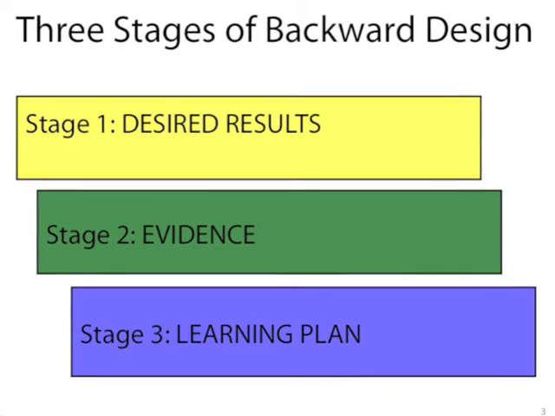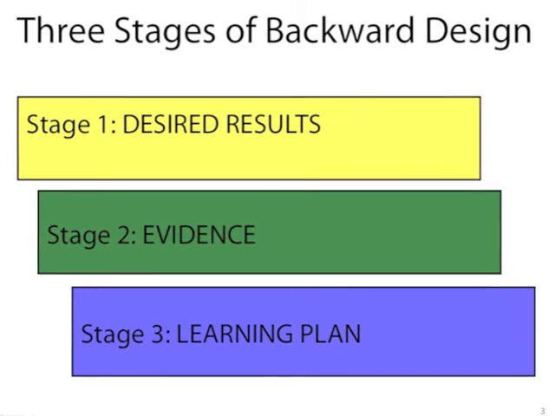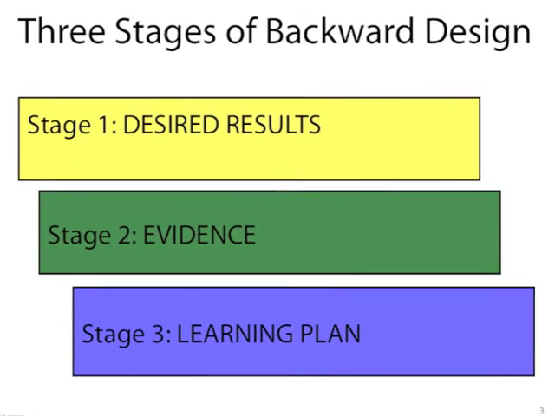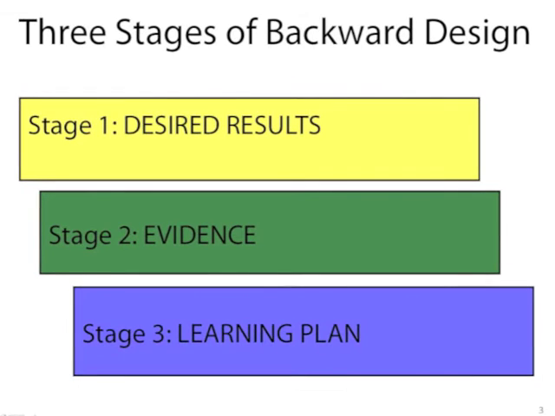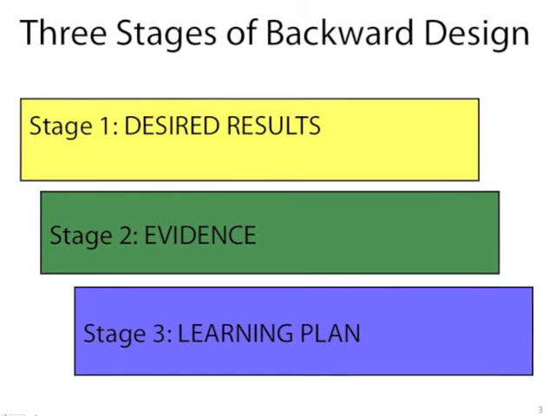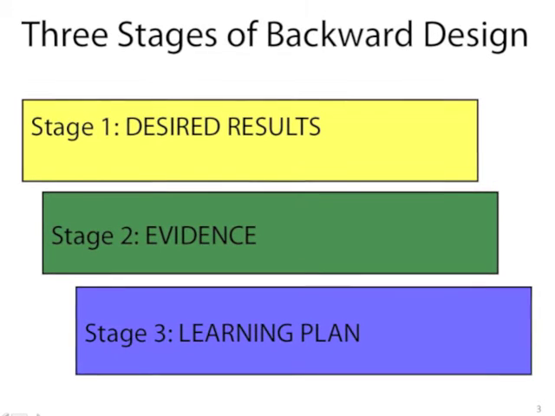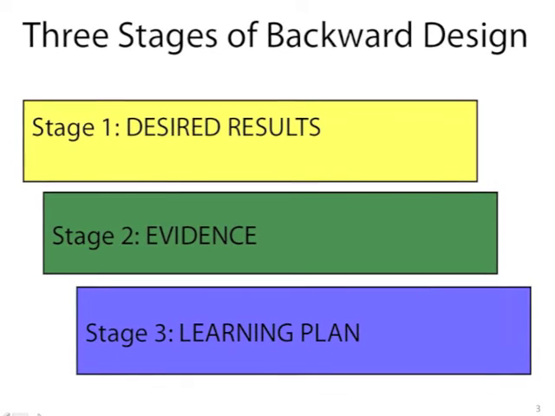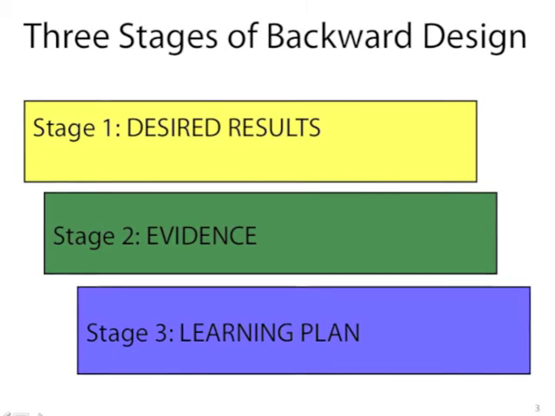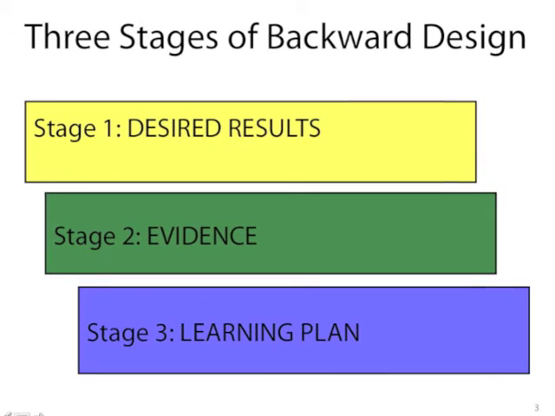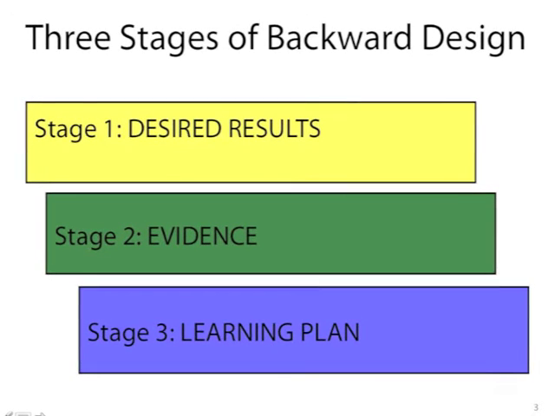Acquisition, meaning making, and transfer are at the heart of each of the three stages of backward design. In stage 1, we identify and articulate the transfer goals. Making meaning is articulated through the design of understandings and essential questions. And finally, acquisition is designed by articulating the knowledge and skills.